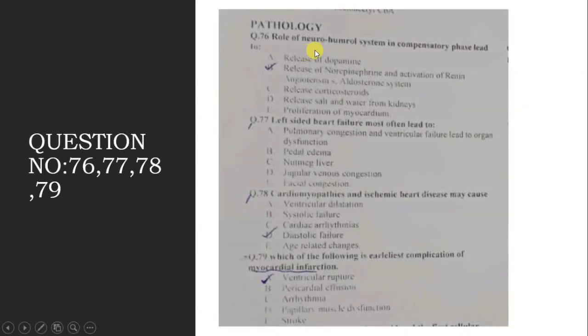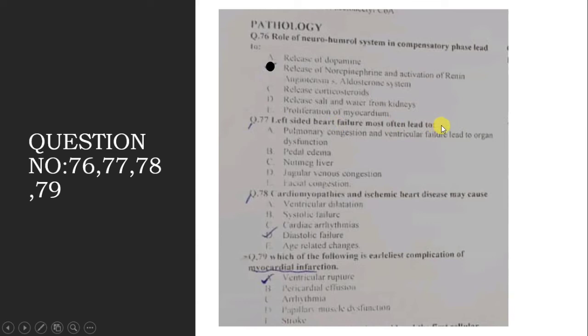Moving toward the pathology section: the role of the neurohumoral system in the compensatory phase leads to the release of dopamine, release of norepinephrine, activation of the renin-angiotensin-aldosterone system, release of corticosteroids, retention of salt and water by the kidneys, and proliferation of myocardium. So the neurohumoral system is basically the compensatory system in the maintenance of blood pressure. It will lead to release of angiotensin as well as norepinephrine.